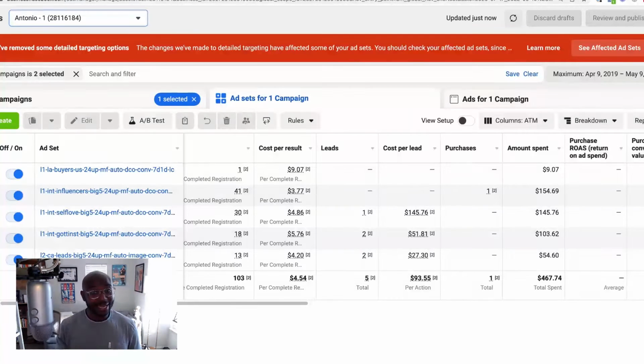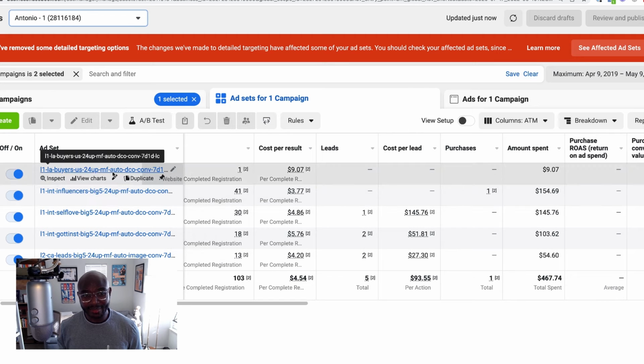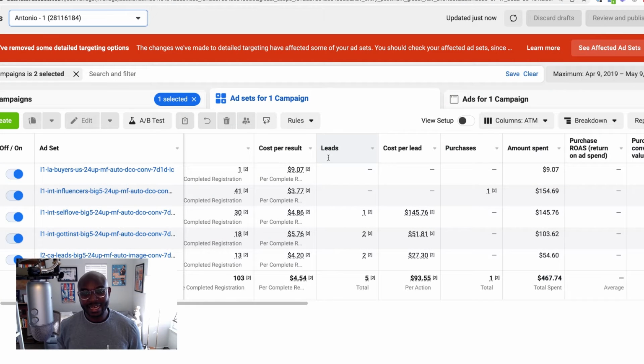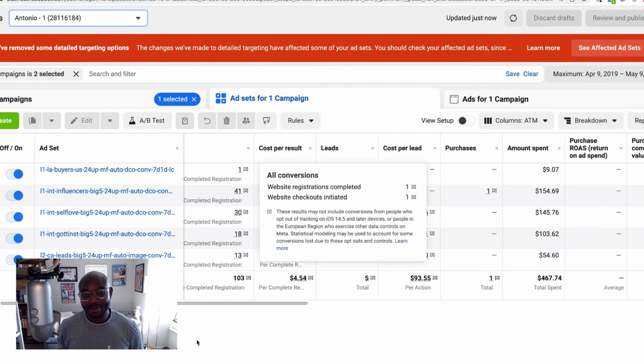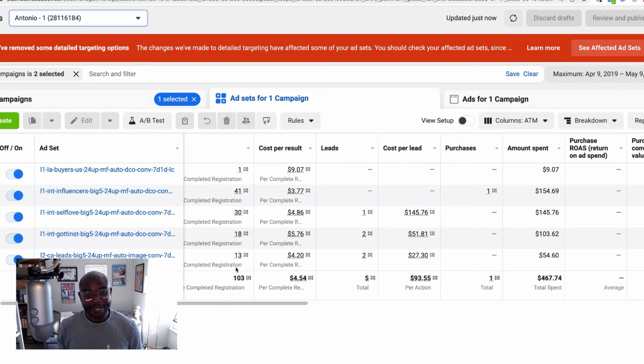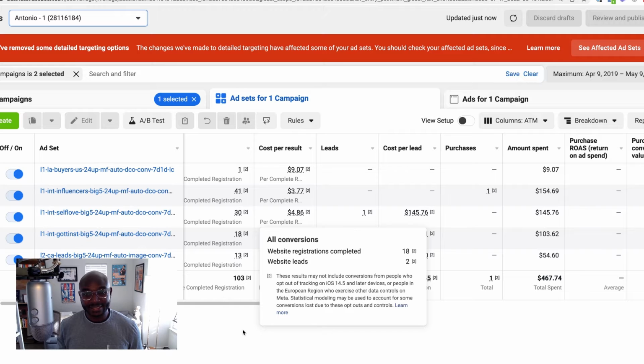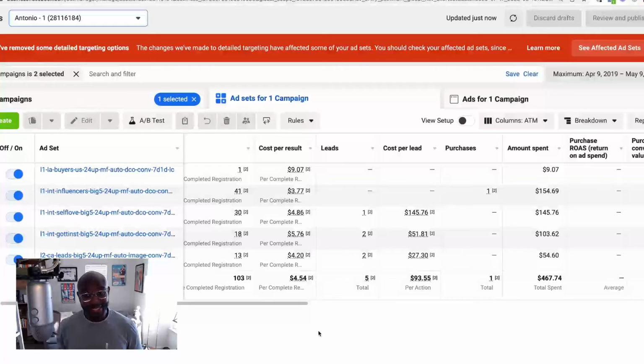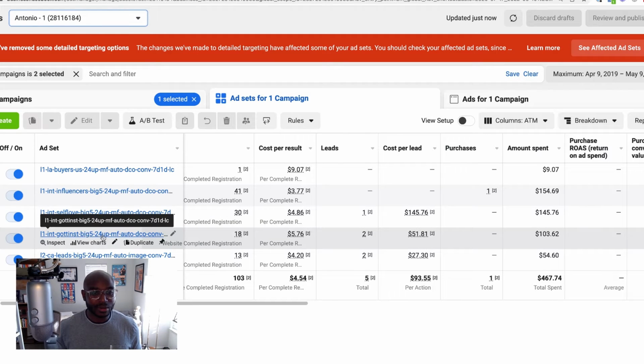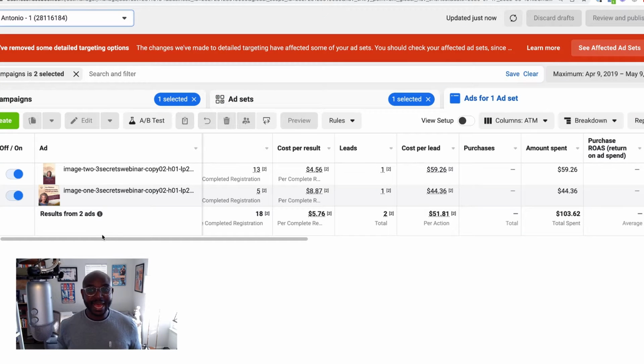And so if I'm looking at the numbers, I could say, all right, this ad set here got me 1 lead and it cost me $9.07. I'm going to turn that off. This ad set here, 18 leads at $5.76. I'm going to investigate and see if there's anything I can do to get that cost down. And what would I do? I would go into the ad level and see what we've got going on.